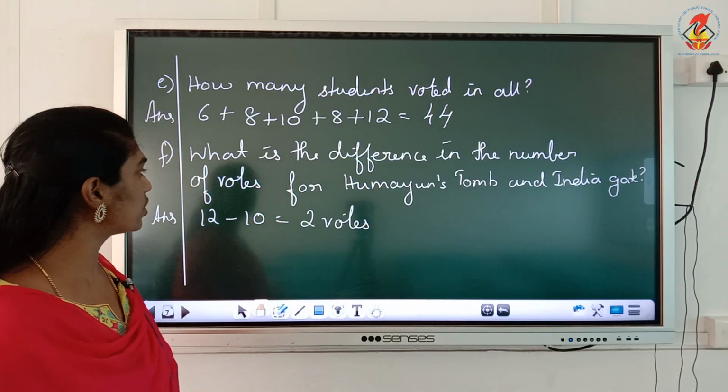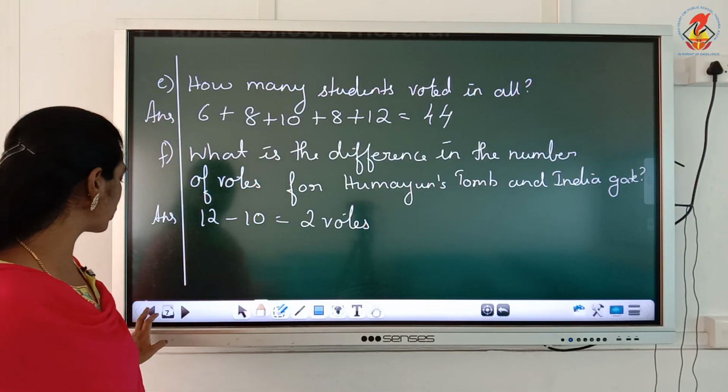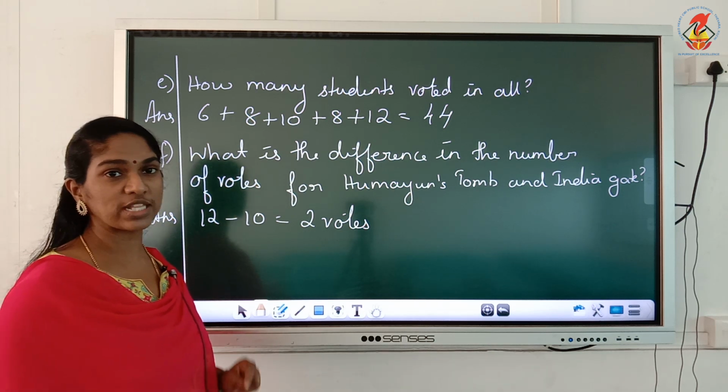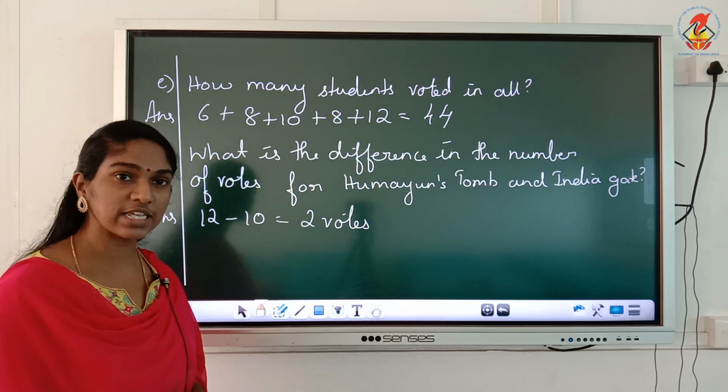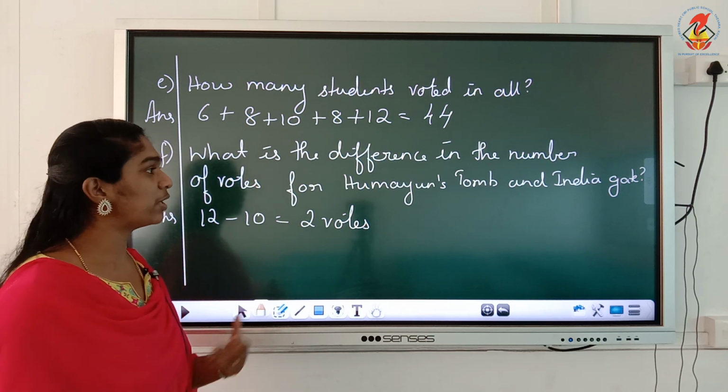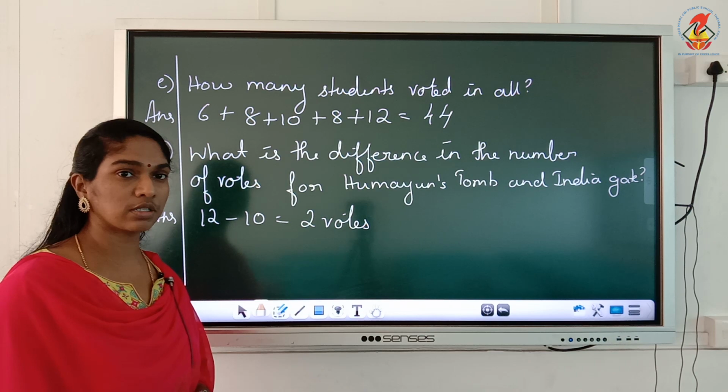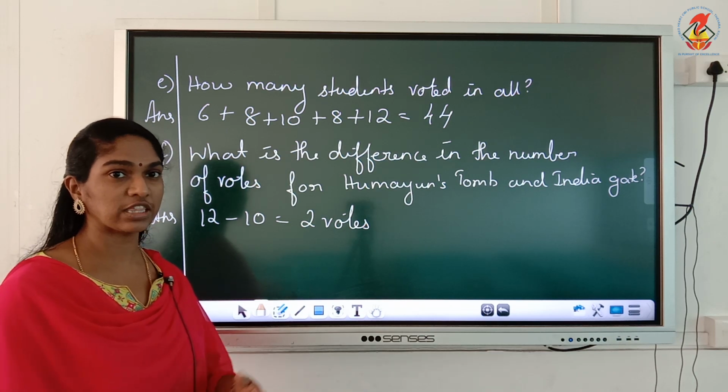Okay. So this is a bar graph. That bar graph is showing the number of votes students gave for visiting the monuments. Now looking into the bar graph, we have answered these questions. I will be giving you more questions on bar graph when we send the notes to you.